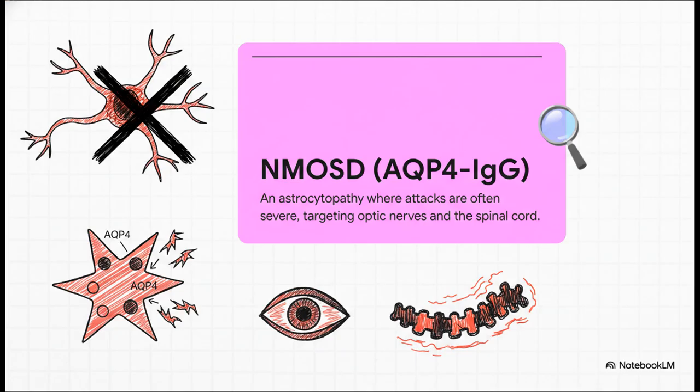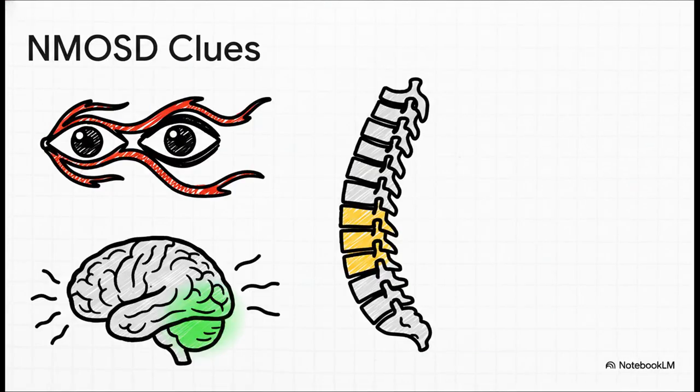Now, NMOSD. This is a totally different beast. You've got to understand this. It's not really a primary attack on the myelin sheath itself like in MS. Nope. It's an attack on these support cells called astrocytes, and it's driven by a specific antibody, AQP4, and because of that, the damage is way more severe, which is a massive clinical clue. So, what are the red flags? What should you be looking for?